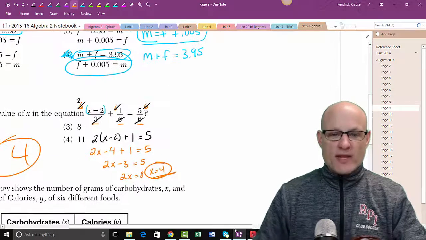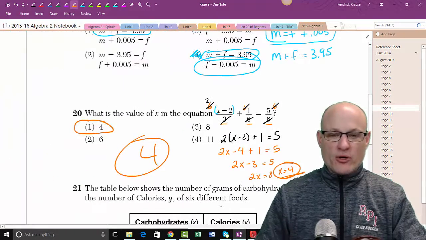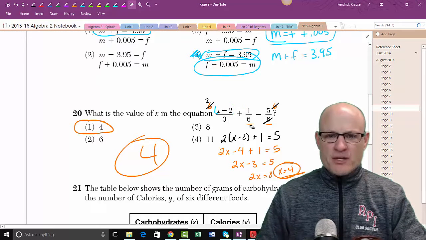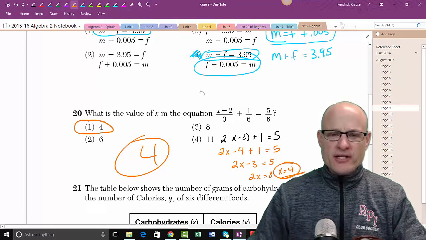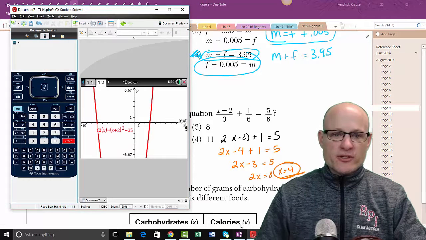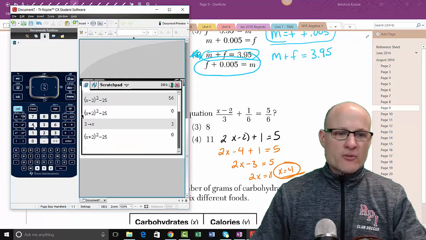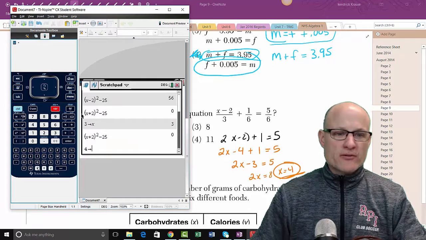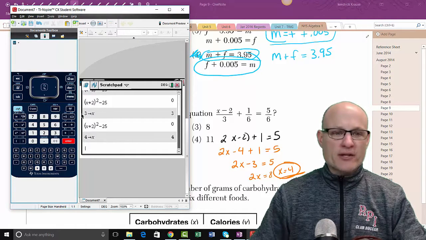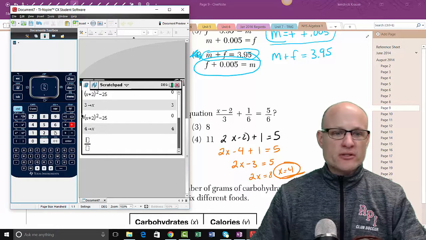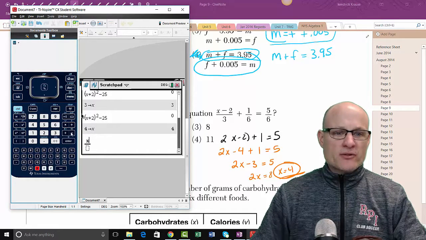So anyway, that's one way to do the problem. The answer is choice 1. But for most of us, the easier way to do this problem is to just take your answers. 4, control var x, enter, and just type that in. Control division x minus 2 over 3 plus control division 1 over 6.